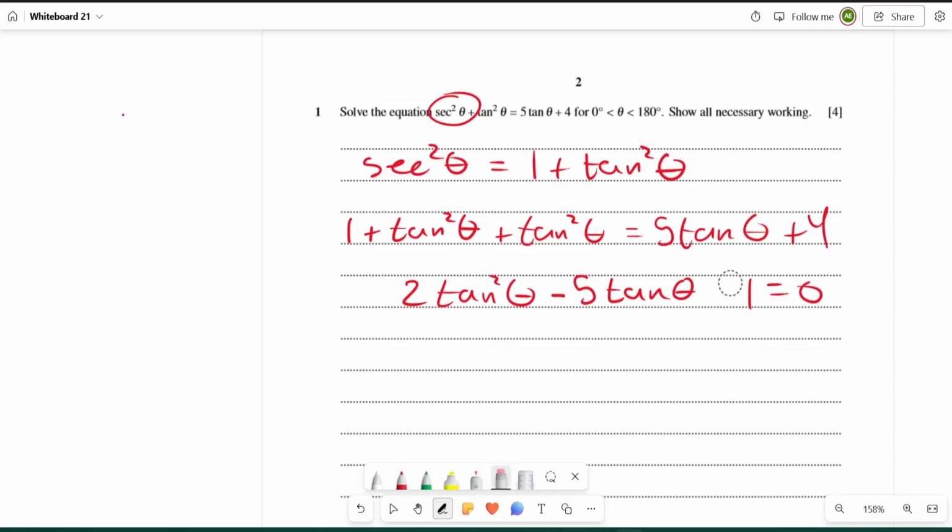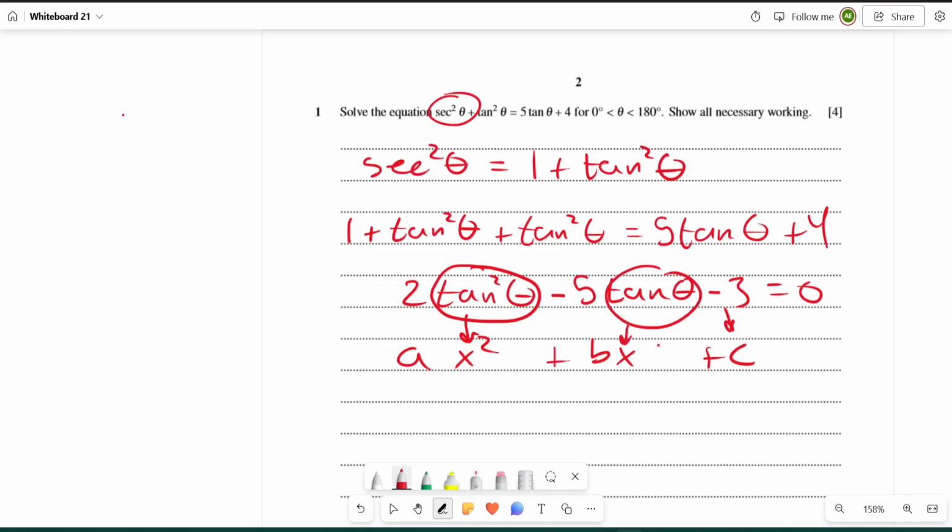So I'm just going to remove that and just put in negative 3 over here. This is starting to look like a quadratic. Why? Because a quadratic looks something like this: ax squared plus bx plus some constant. Here I have tan squared, and I have tan, and I have a constant. So this is very similar to a quadratic.